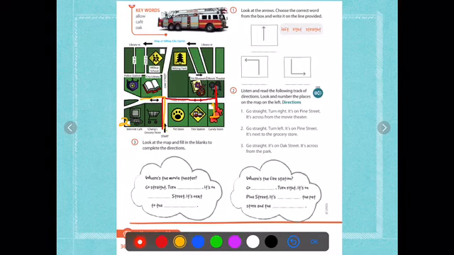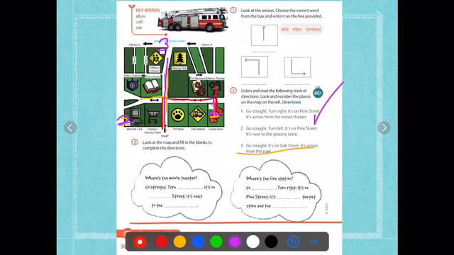Now, number 3 says, go straight. It's on Oak Street and across from the park. The park is this one. And it's across from the park. So what do you guys think it is? If I go straight, I cross the park. It's Hilltop School. So Hilltop School is number 3. So I got 1, 2, and 3. Did you get the same answers? Great. Very good, guys. Excellent.